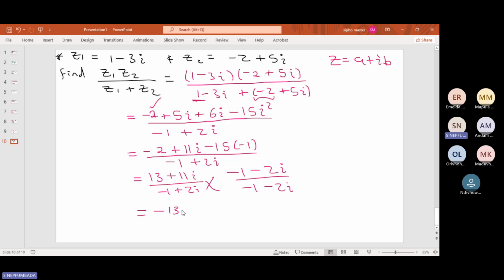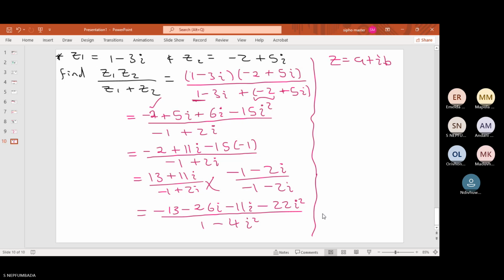Minus 13 minus 26i minus 11i minus 22i squared. And now we're saying numerator by numerator, denominator by denominator. And now we've got 1 minus 4i squared. Are we fine? Can we finish this side? Then this is nothing but, when you substitute i squared equals -1, we're going to have -13 plus 22.